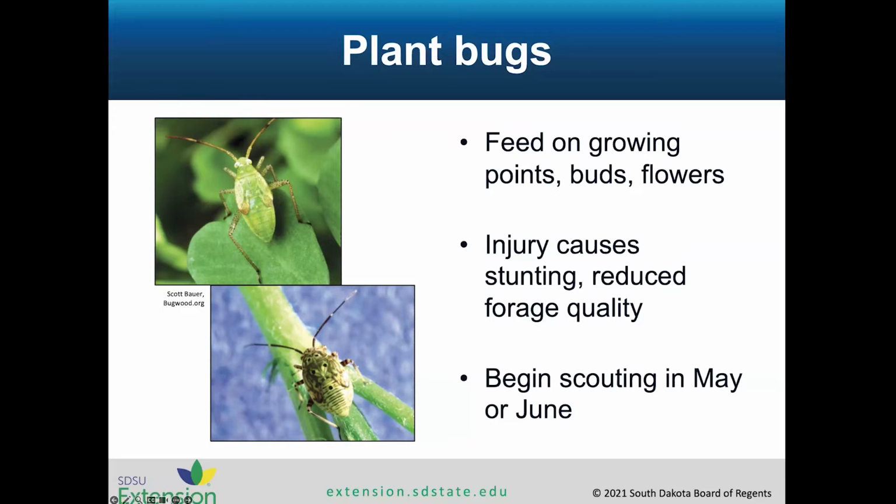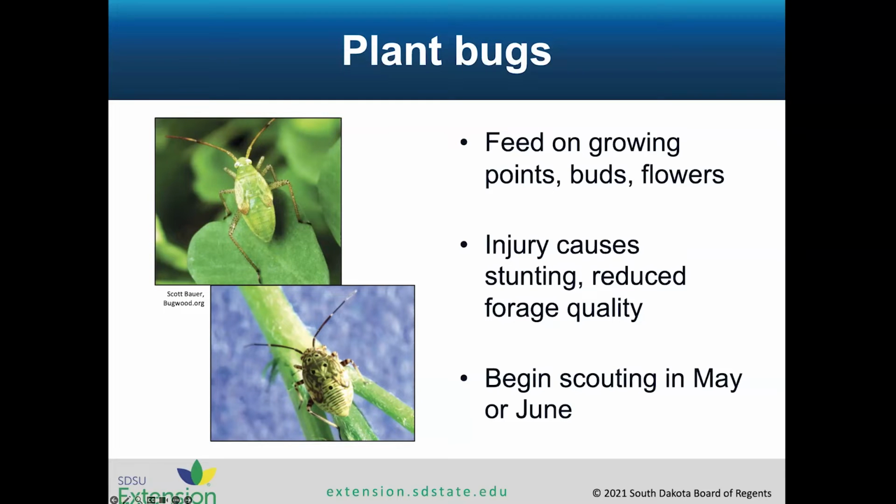These guys feed on the growing points. You'll usually see them up at the top of the plants, and that injury can cause stunting and reduce forage quality. They typically ramp up around early to mid-June, which is when I start seeing a lot of them. May might be a little early, but in a year like this, if we have an early spring, we might need to be out there scouting a little earlier than we usually do.